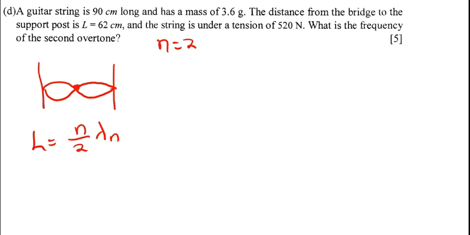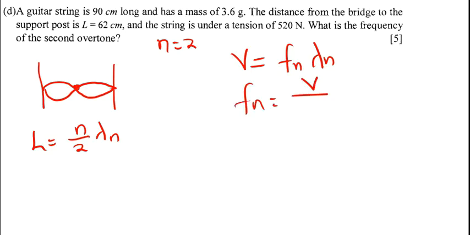So we know that V is equal to the frequency times lambda. In this case, it's going to be the frequency fn, which we don't know. Which overtone are we talking about? We are talking about n equal to 2, but for now I'll just say fn, then lambda n. Make f the subject of formula, so divide both sides by lambda. We'll end up having V divided by lambda.